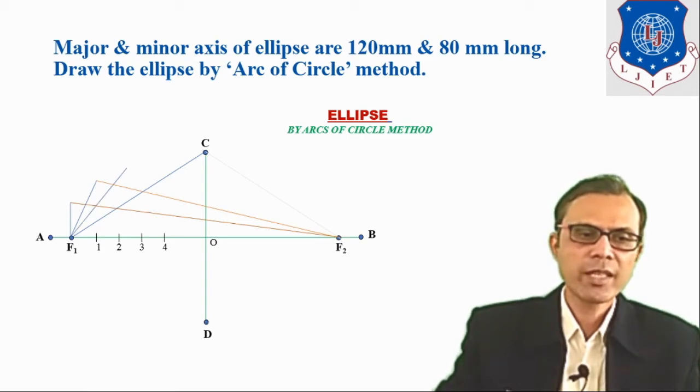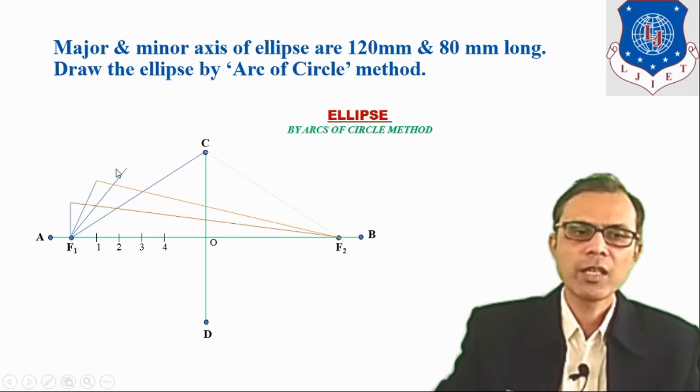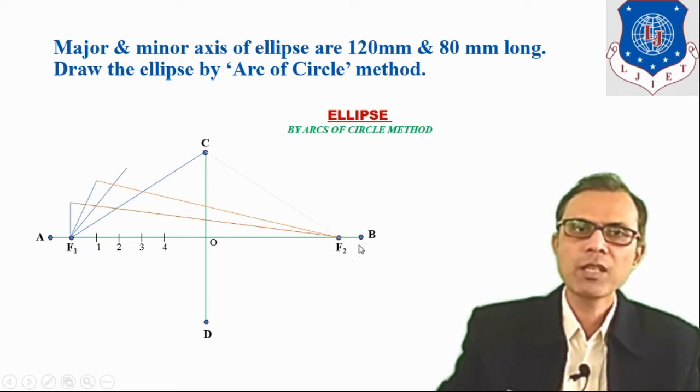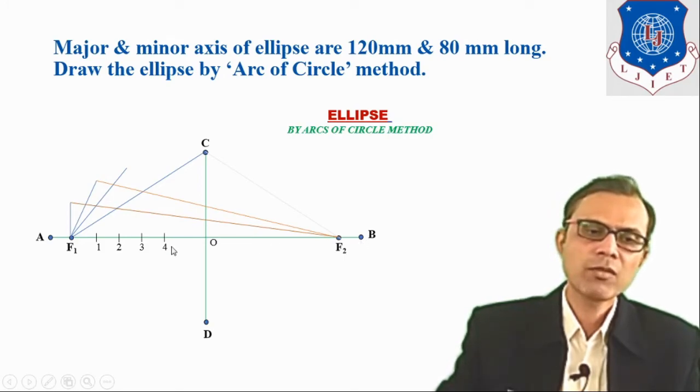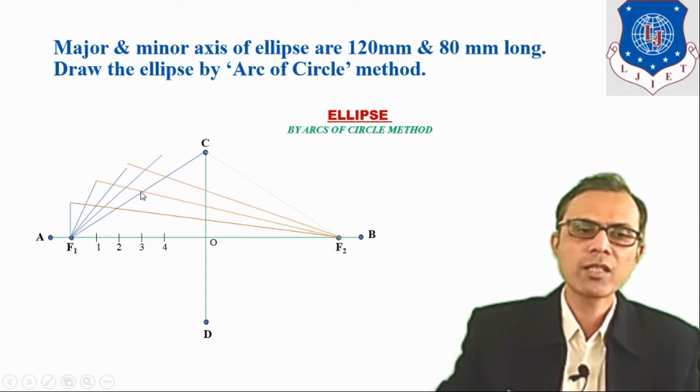Then compass size equal to A3. Keep F1 at the center point and draw an arc over here. Then change compass size, take it equal to B3. Keep F2 at the center and draw an intersecting arc.